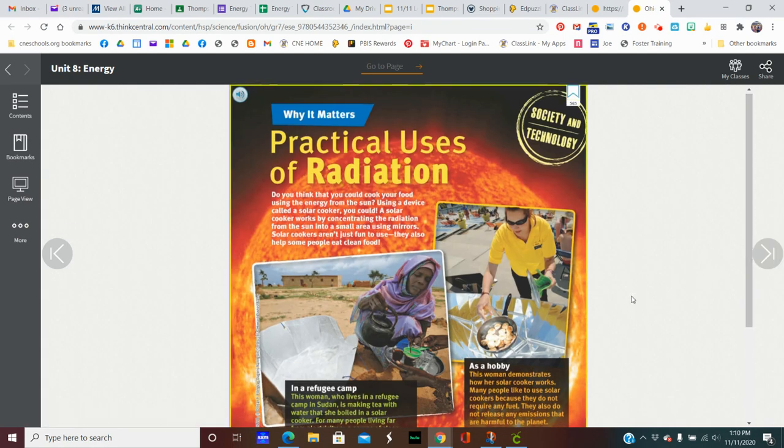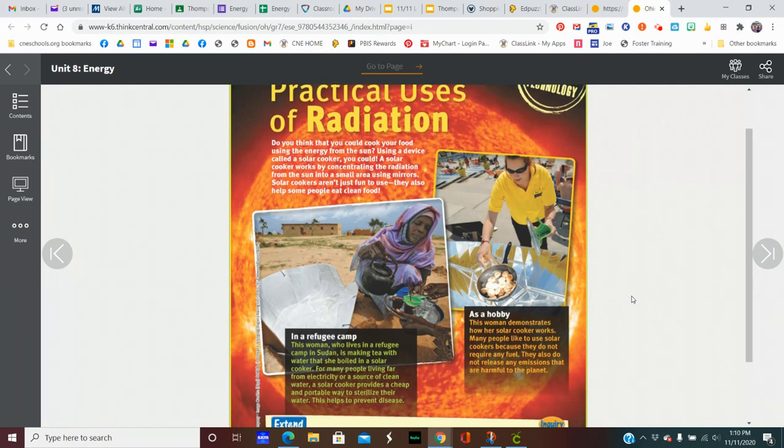So some practical uses of radiation here. So this is some real life stuff. Do you think that you could cook your food using the energy from the sun? Using a device called a solar cooker, you could. A solar cooker works by concentrating the radiation from the sun into a small area using mirrors. Solar cookers aren't just fun to use, they also help some people clean food.